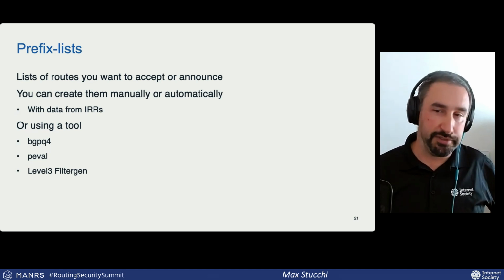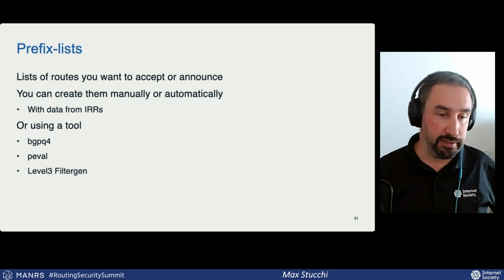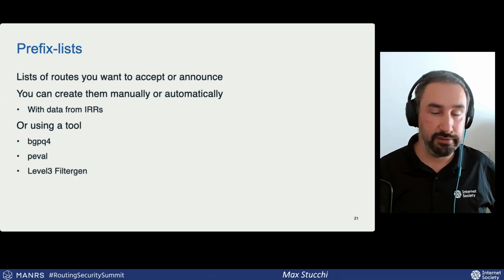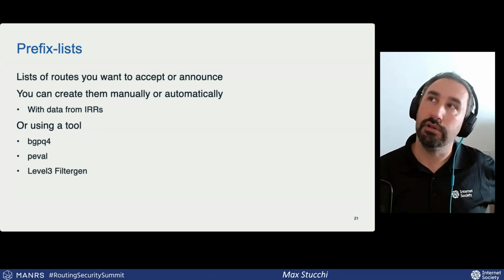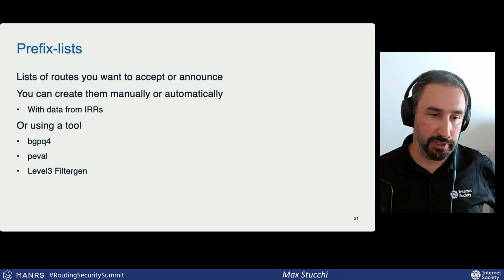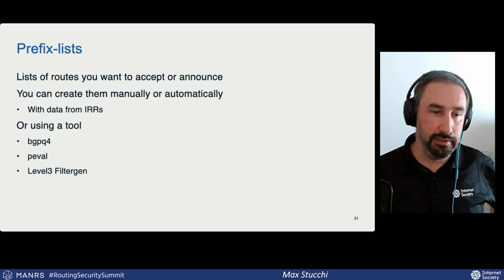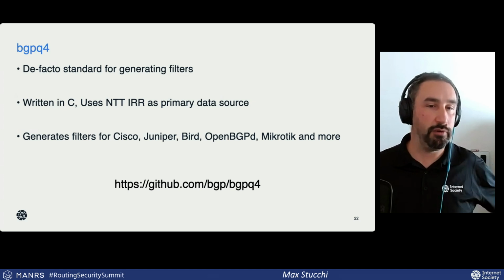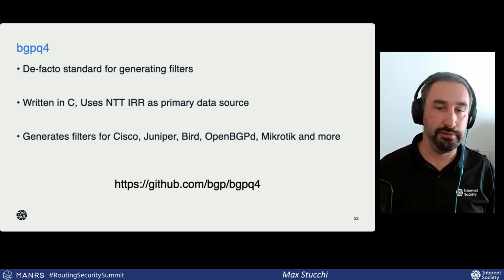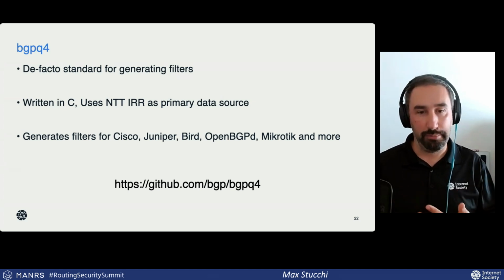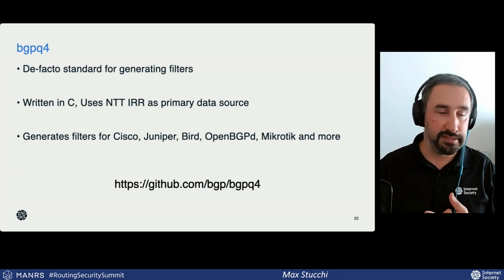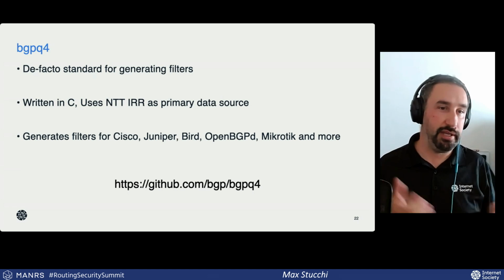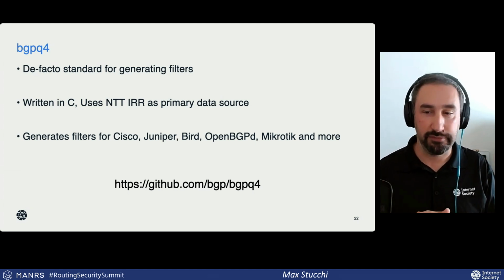PEVAL is there as well. It's part of the IRR tools. And then there's the Level 3 filter generator, which is now called differently, and I keep forgetting to update the name here, but it's an online tool. But I will show you mostly BGPQ4 because it's easy to use. It's available on all the platforms and generates filters for pretty much any platform you can imagine.